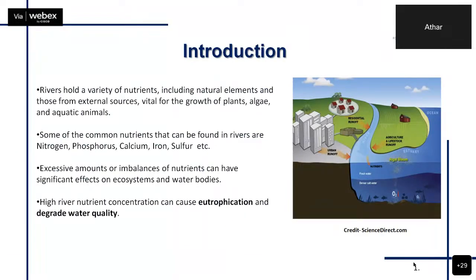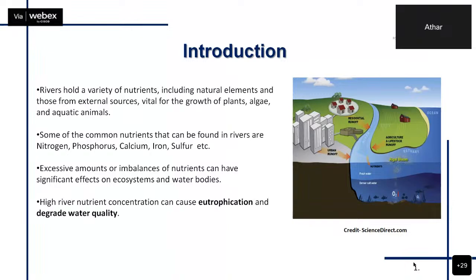So let us understand the background of my topic. Rivers hold a variety of nutrients, including natural elements and those from external sources, which are very much important for the growth and development of plants, algae, and aquatic animals. The composition of nutrients in a river can vary depending on factors such as the river location, the way the land around it is used, and the activities of the people in that particular area. Some of the very common nutrients that can be found in rivers are nitrogen, phosphorus, calcium, iron, sulfur, etc.